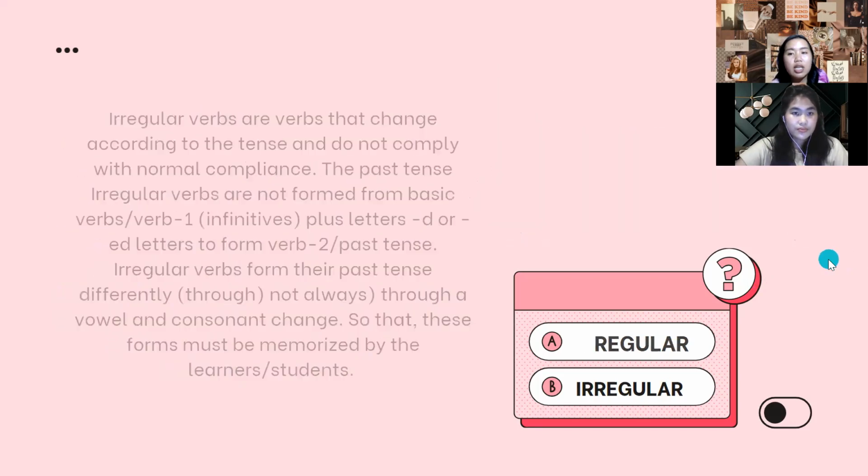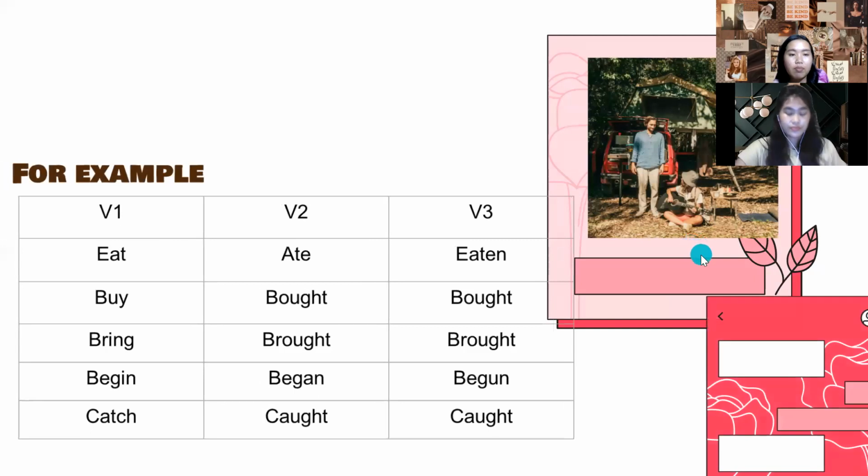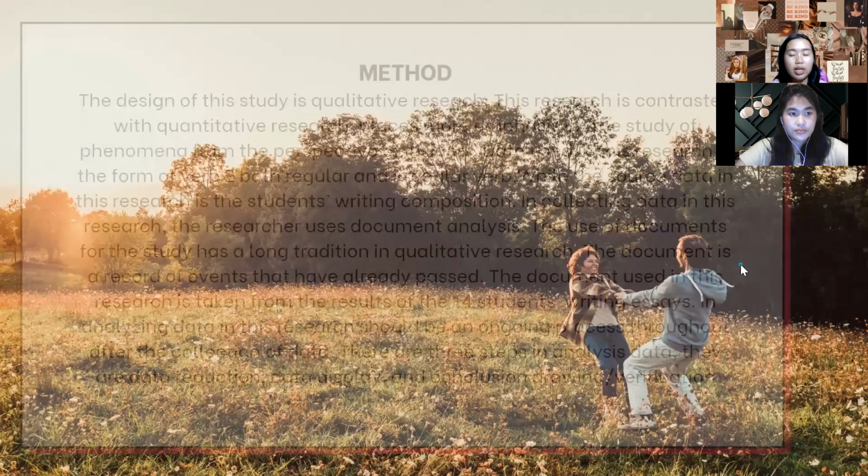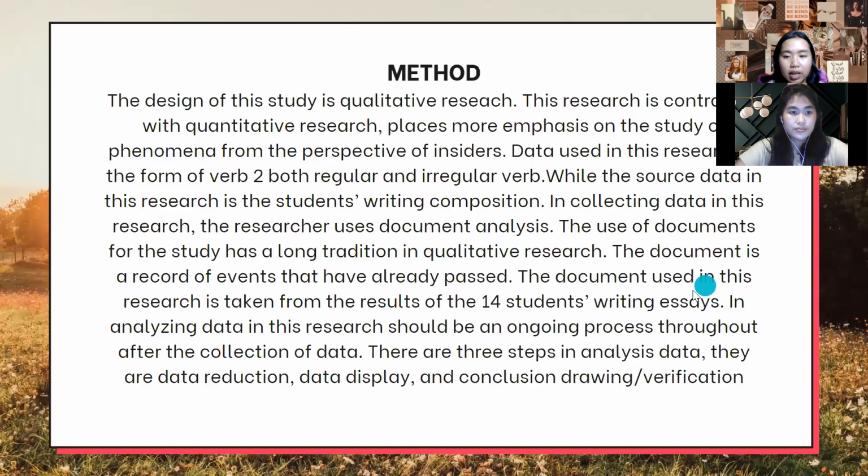The next is an example of irregular verbs. For example, verb 1 is eat, verb 2 is ate, and then verb 3 is eaten. And for the other examples, you can see them on the screen. Next. The next part will be explained by my friend.